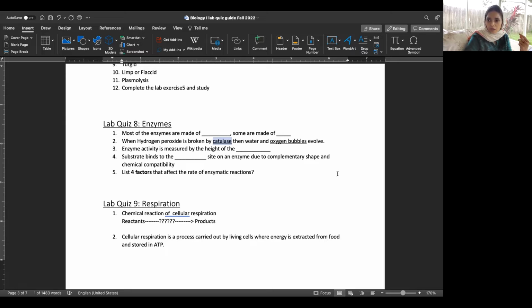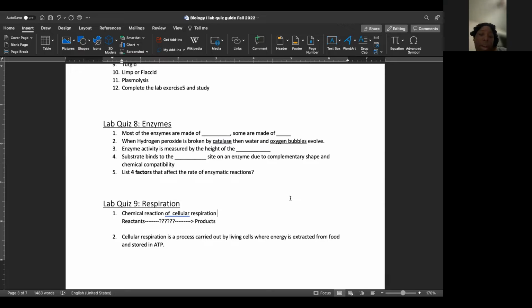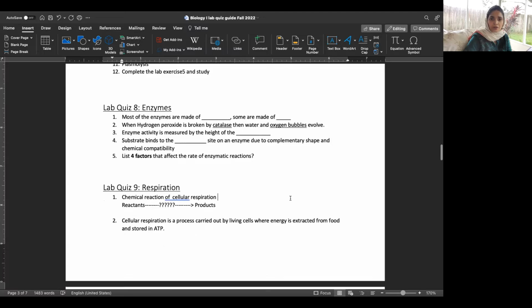One more, couple more people. Now, Sheila, Stacy, Tanisha, go ahead. Any one of the questions, quickly. Number 4, substrate binds to the active site on an enzyme due to complementary shape and chemical compatibility. The active site is the answer to number 4. Active site, very good. Okay.